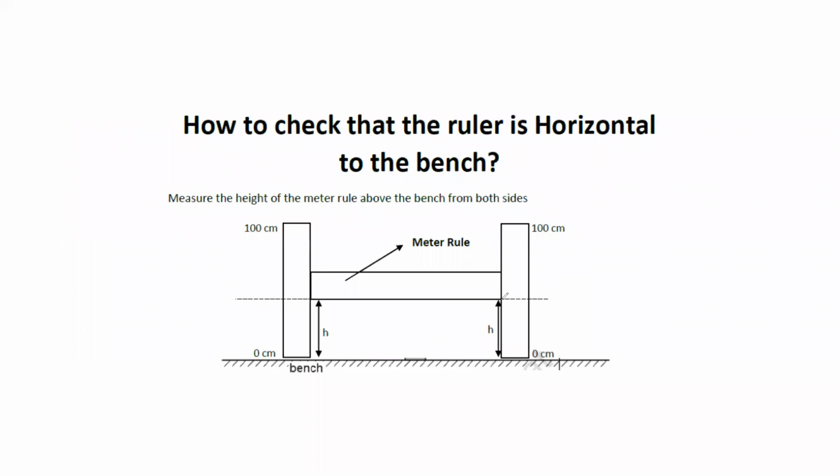If I'm measuring the height here, what is the correct position for measuring the height? A, B, or C? Which is the right position? B is the right position, because when you check B, it is exactly 90-degree, so you're looking perpendicular to the scale, which will avoid the error.